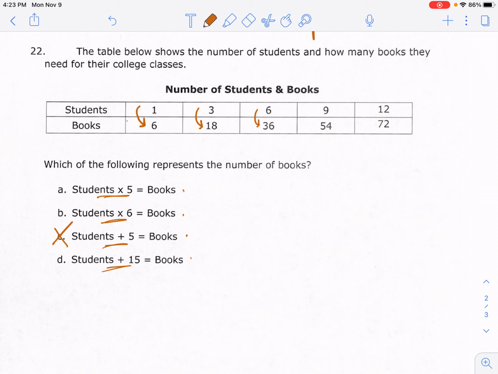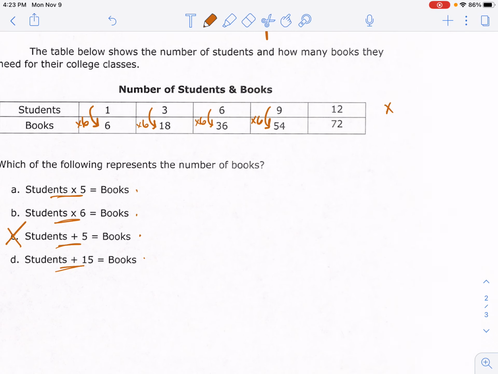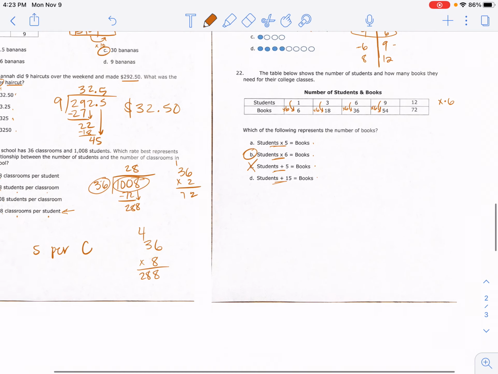So 1 times 6 works. 3 times 6 works here. 6 times 6 works here. 9 times 6 works here. So see how that works for every single one? That's how I know that students, whatever my number of students is, times 6 is going to get me the number of books. Okay, I can plug in any number for my number of students. That's going to give me my answer. So B is my answer.